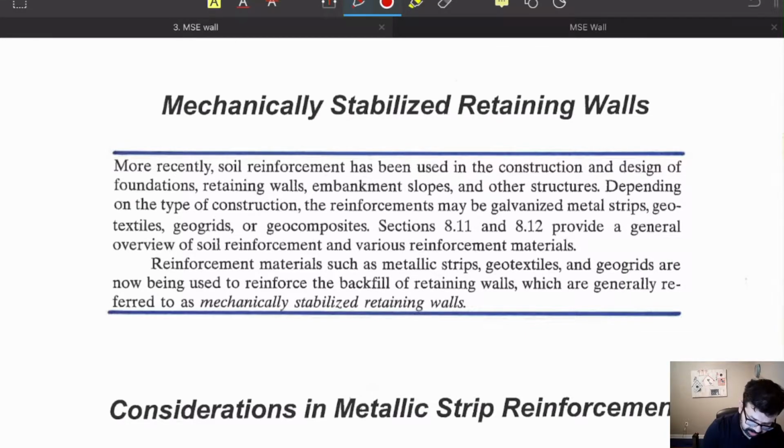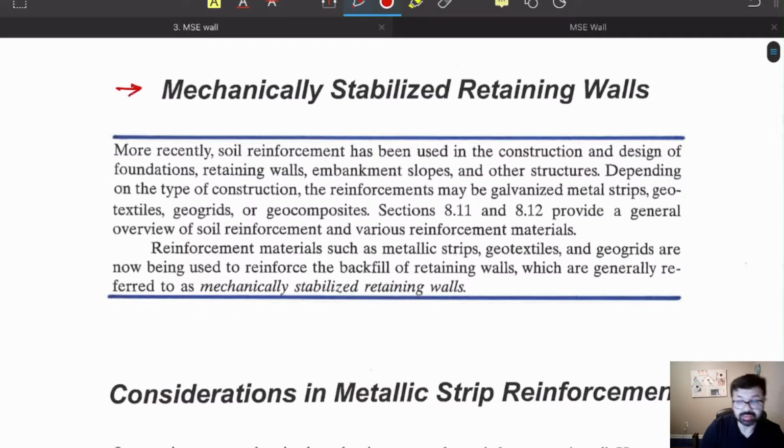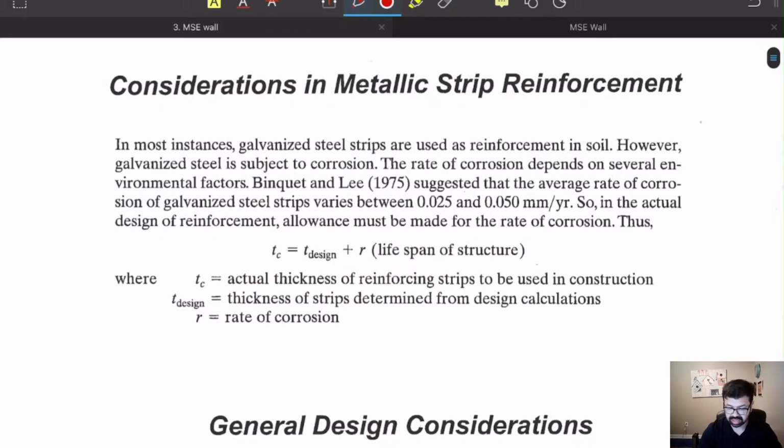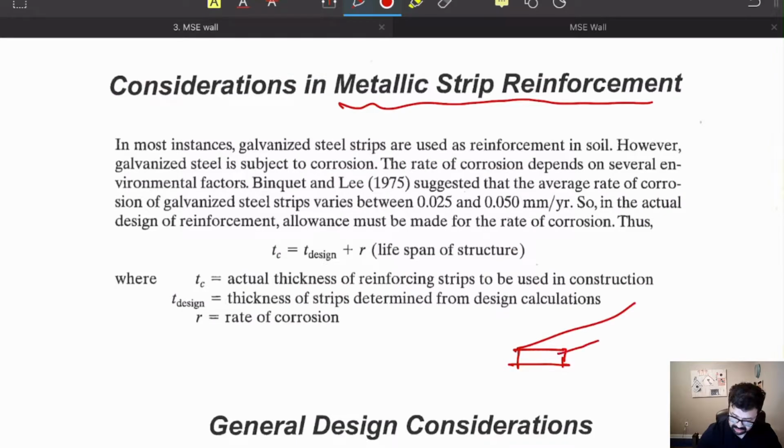So here it's mostly discussed some of the basic things of the MSE wall, and in these lecture notes we also covered the steel strips, the design of the MSE wall with the steel strip reinforcement. So basically, what we need to find out is, when we have the metallic strip reinforcement, how thick the reinforcement has to be. So it's kind of like that.